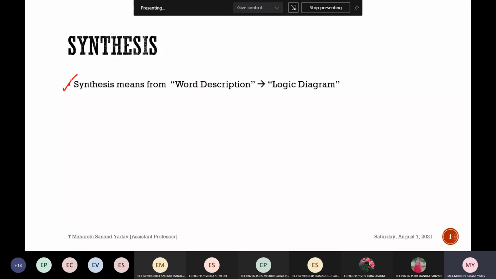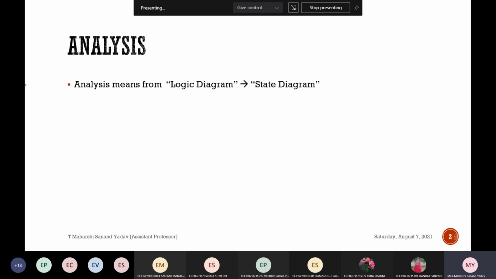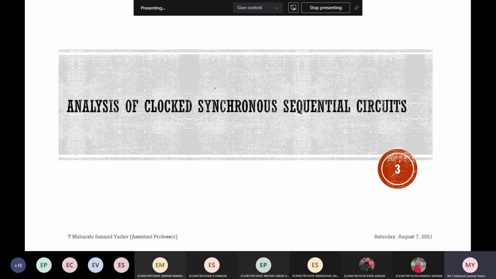So we are done with the synthesis part. Synthesis means a word description will be given, and for that we have drawn the logic diagram. Now the next concept that we're going to see is analysis. In analysis, the logic diagram will be given, and by following some sequence of steps we need to draw the state diagram. Okay. So let us solve the first problem.